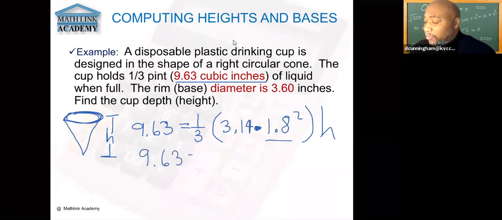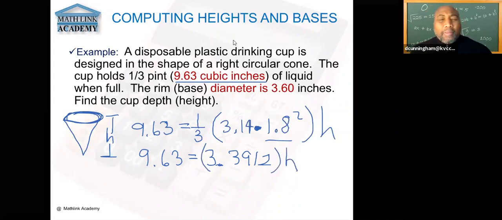So I believe we probably end up close to 3.3912. I think that's what we have. And then that'll be our answer with those numbers times h. Go ahead and try that on your calculator and see if you get that same number. Now, next thing we're going to do is get h by itself by dividing by 3.3912 on both sides.